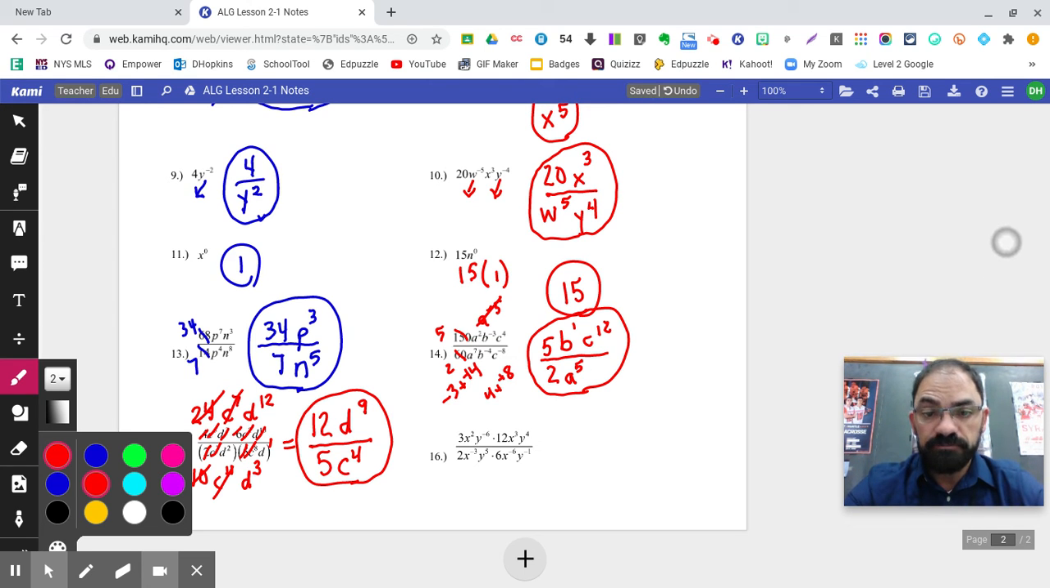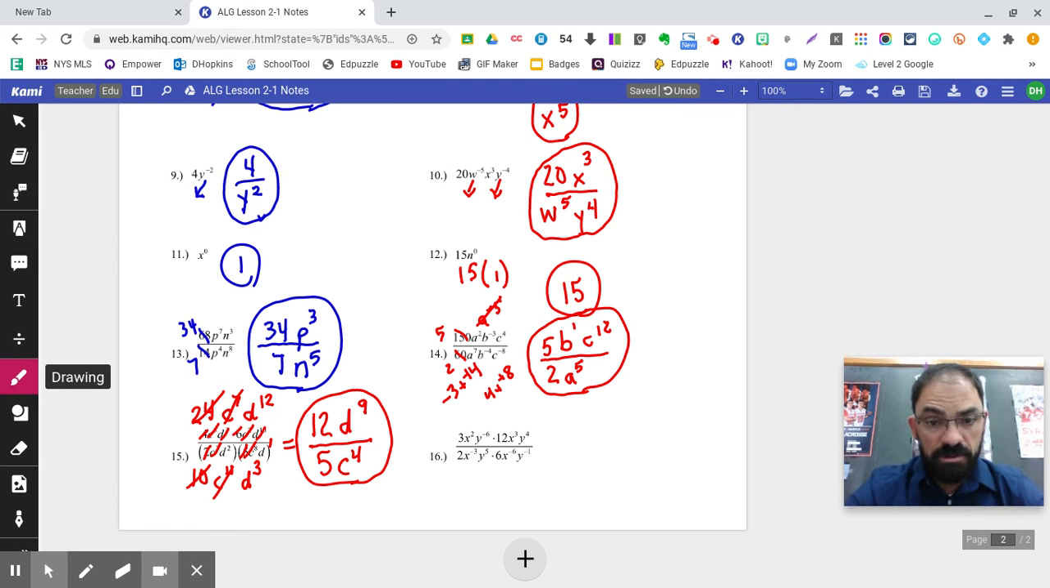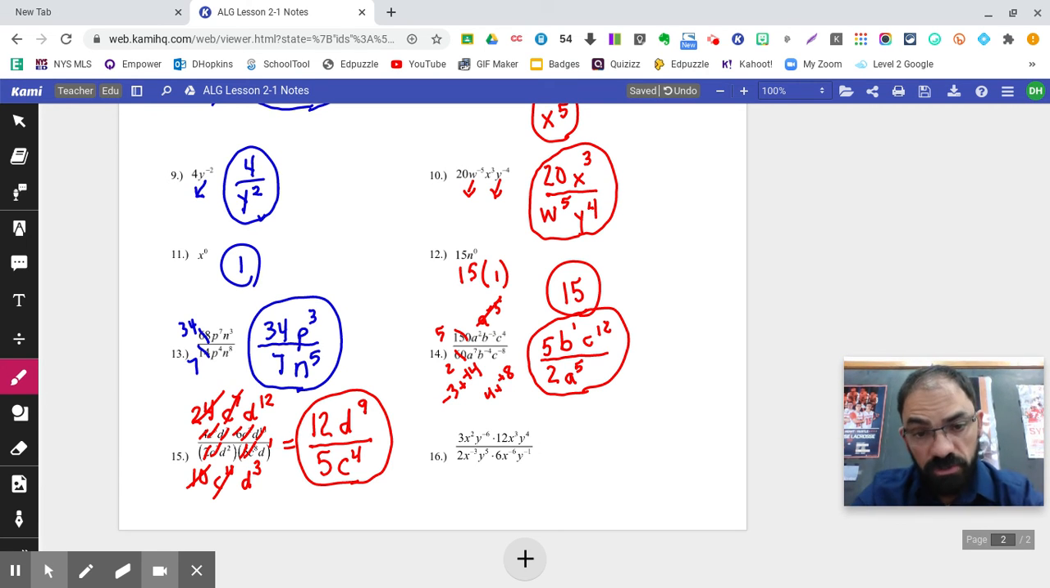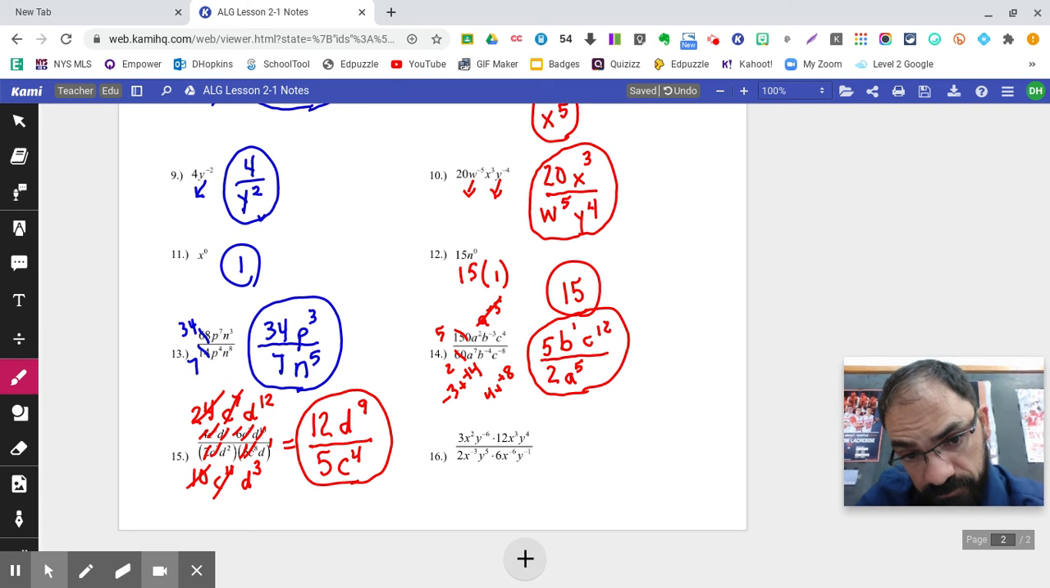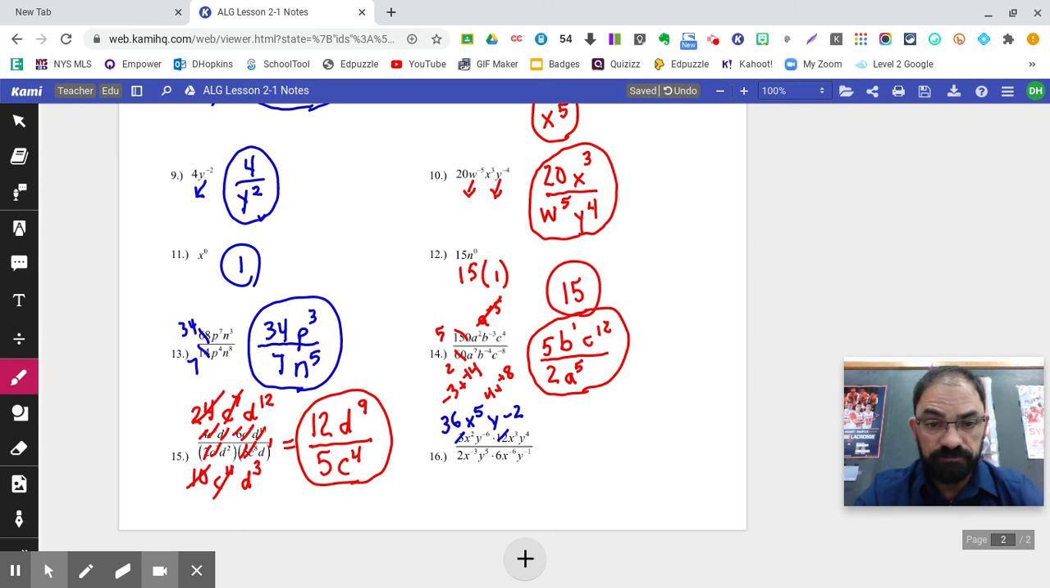And the last one. Let's change the color of my pen. All right, we have to multiply before I can divide. So we have 3 times 12 is 36. Clean that up. X squared times x cubed. Since we're multiplying with the same base, I want to add. So x to the 5th. And negative 6 plus 4 is negative 2.